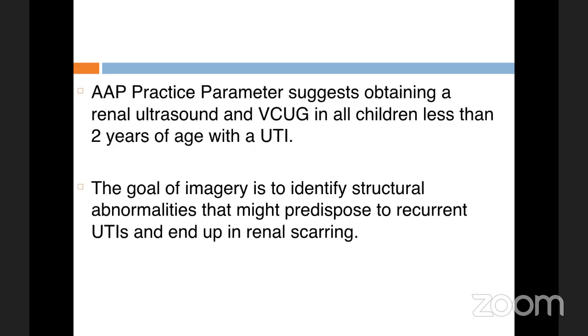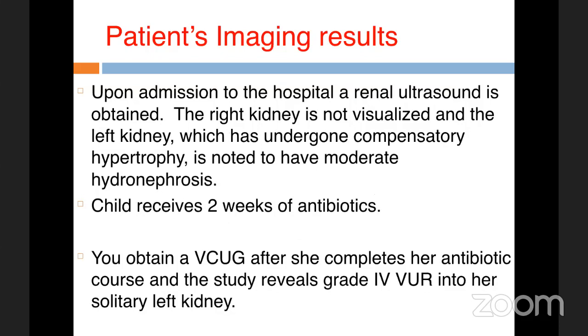But as the child grows older, we need not repeat all the tests. Depending on the scenario, maybe you can start with an ultrasound. Ultrasound finds out any problems, then go for the VCUG, voiding cystourethrogram, and DMSA accordingly. So the patient's imaging studies have shown that in the renal ultrasound, the right kidney is absent, and only the left kidney is present, which has a hypertrophy.